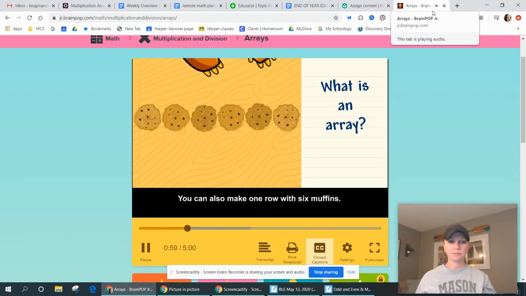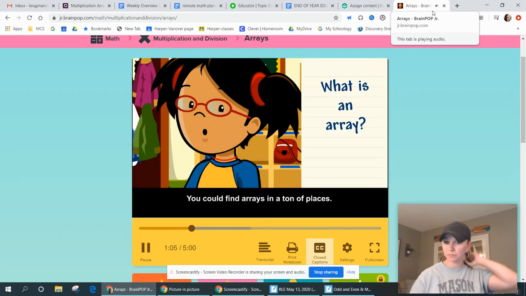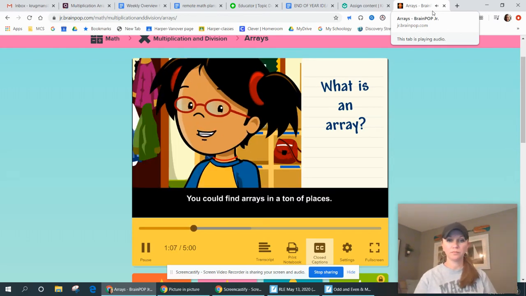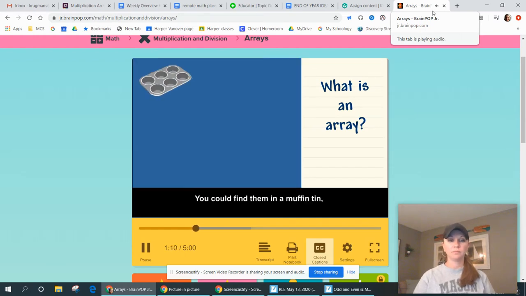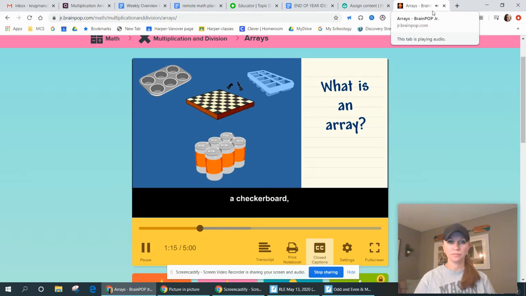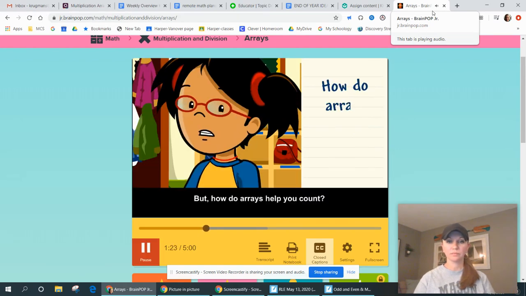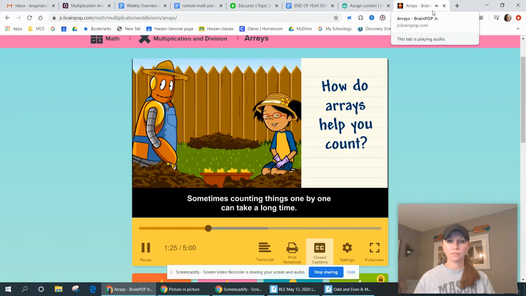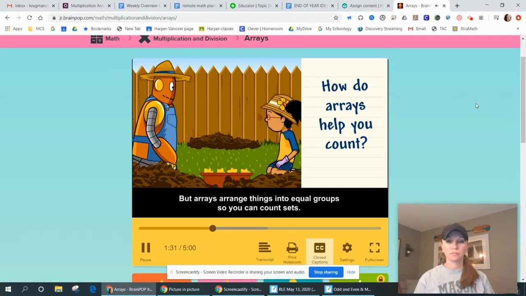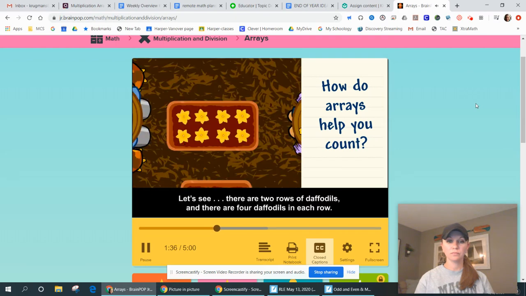Right. You can also make 1 row with 6 muffins. You can find arrays in a ton of places. You could find them in a muffin tin, or an ice cube tray, a pack of soda, a checkerboard, a window pane, and on a phone. Arrays make counting easier. But how do arrays help you count? Sometimes counting things one by one can take a long time, but arrays arrange things into equal groups so you can count sets. Let's see.